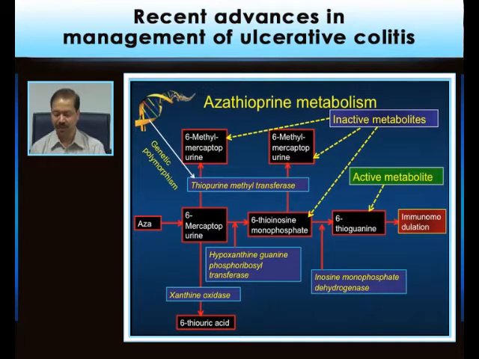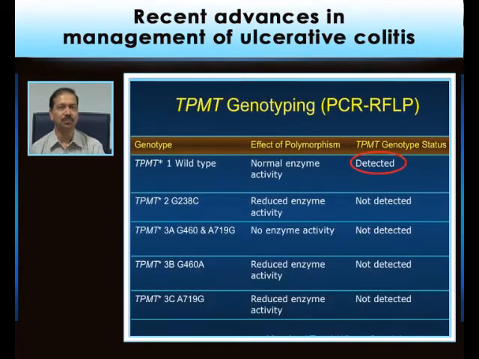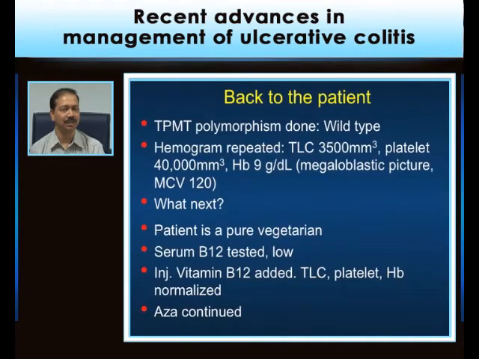Now what happens is, genetic polymorphism: this enzyme is transcribed from the gene, and there could be single nucleotide polymorphism in the gene which can cause alteration in the activity of the enzyme. So TPMT genotyping was done in this patient, and we found that there was a wild type genotype which is associated with the normal enzyme activity. In fact, this is not uncommon. There are several Indian studies which showed TPMT polymorphism is uncommon in India. Still, we do see reduction of TLC and platelet count. What could be the reason?